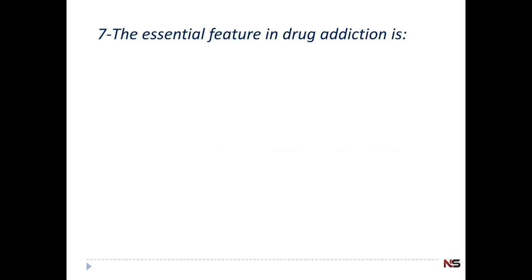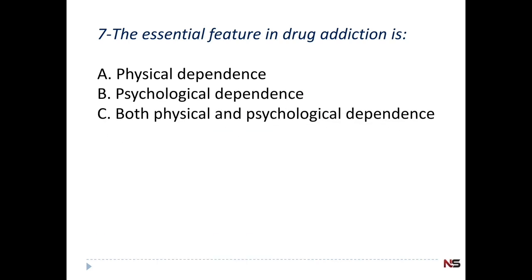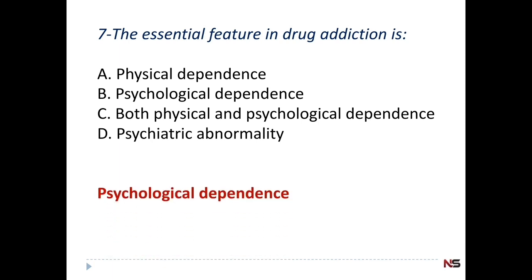The next question, the essential feature in drug addiction. The first option, physical dependence. Second one, psychological dependence. The third one, both physical and psychological dependence. And the last one, psychiatric abnormality. Out of these, which is the essential feature of drug addiction? The correct answer is psychological dependence. If there is drug addiction, there is psychological dependence.